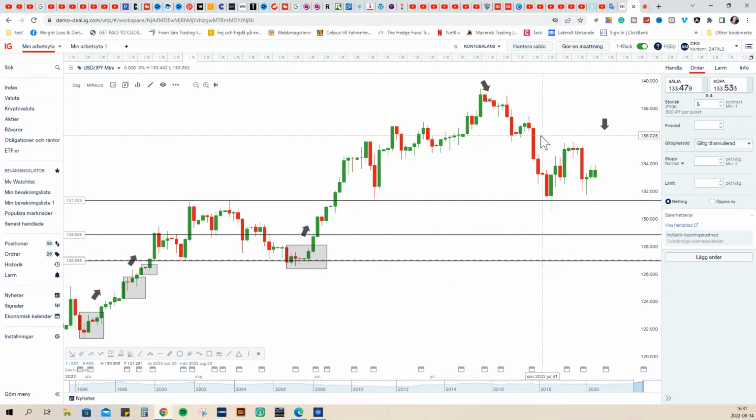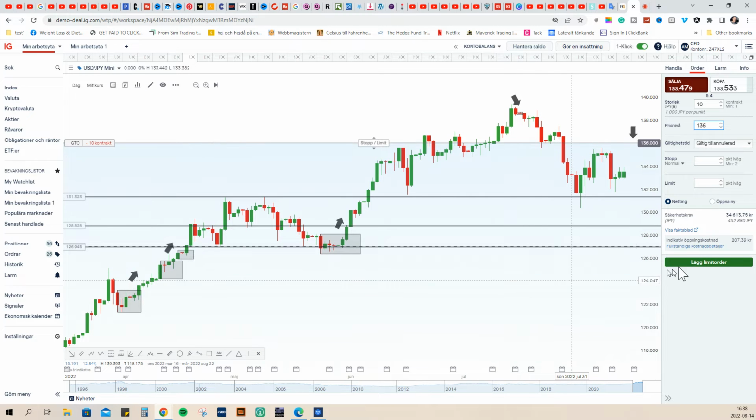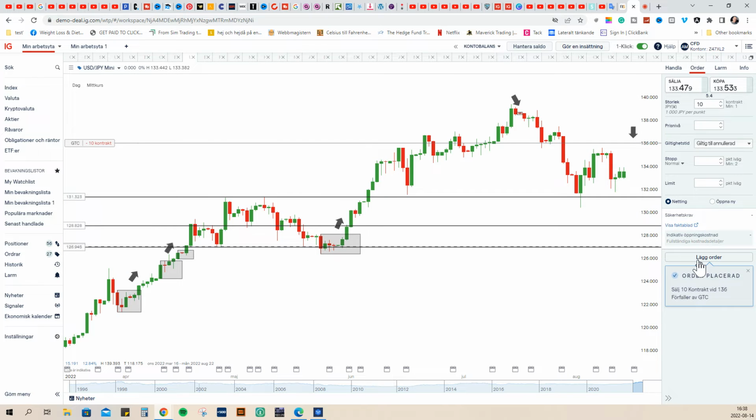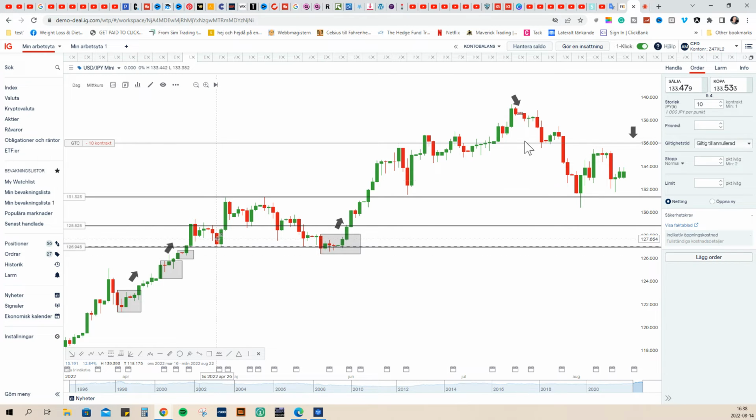And here I put a sell order. I go in with, let's say, 10 contracts, pretty heavy. And the level 136, I put my limit order there, sell limit order. Why I've put this at 136 is due to the fact that we have a supply level zone there. I can show you the first supply level zone.